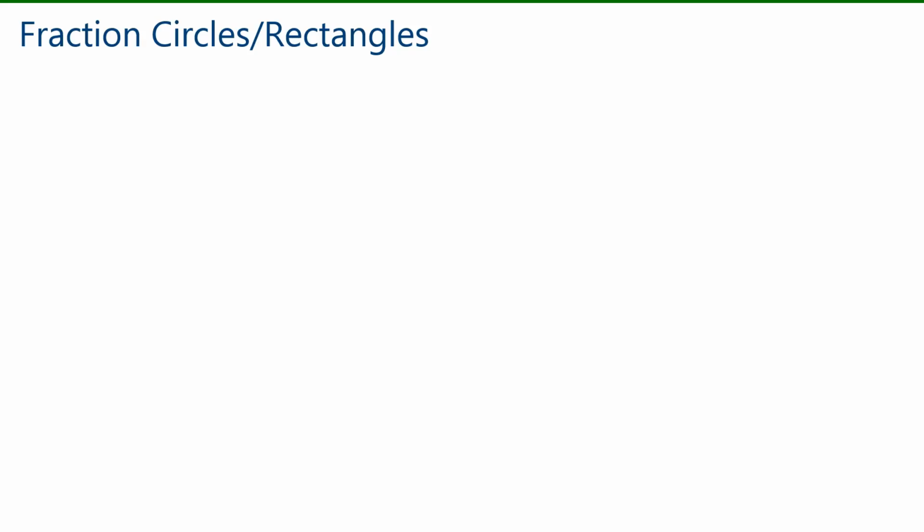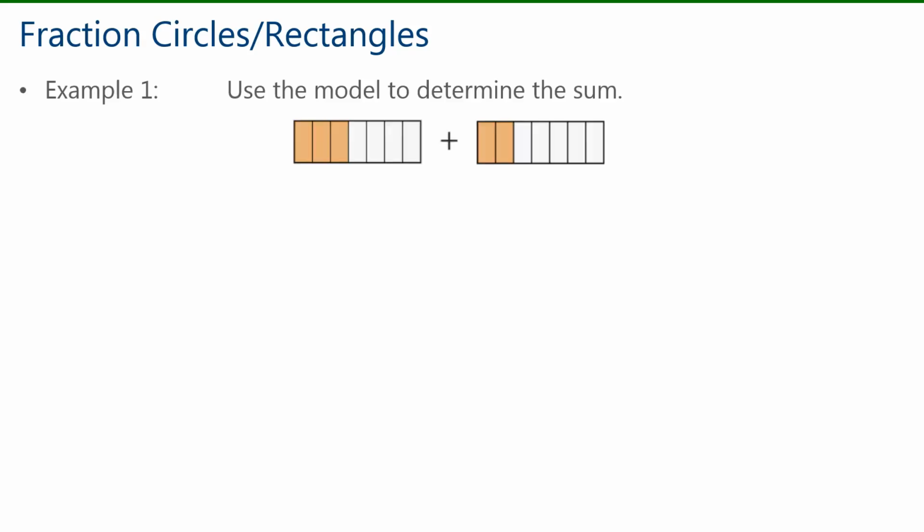Let's have a look at fraction circles or rectangles first. So in our first example, we've been asked to use the model to determine the sum. In our first rectangle, it's been divided into 7 equal sections, so our denominator is 7, and 3 have been shaded. Therefore, we have the fraction 3/7.